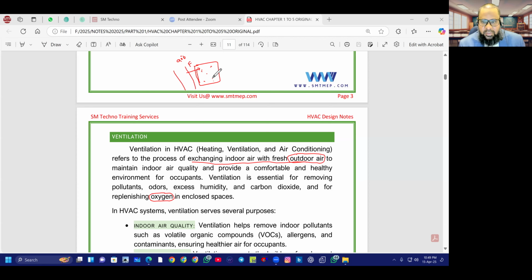Definitely they will do the office work because they are getting the salary. But apart from this, they will do the breathing. And breathing means what? Taking in oxygen and releasing carbon dioxide, releasing the CO2.